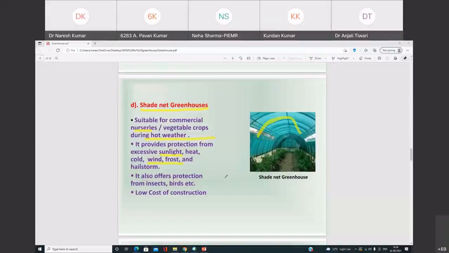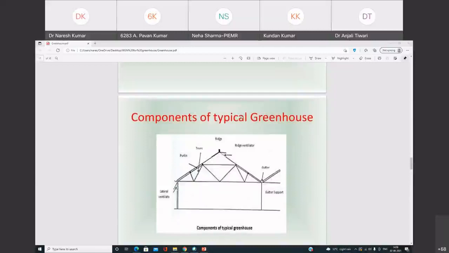It is a low-cost construction, and because of this, many farmers and nurseries are using it. And these are the typical components of the greenhouses. What is more important is that there is a ridge, which is a ventilator over here. So one actuator can be installed here, and this is the lateral ventilation. One can be installed here, and the rest of these can be used for installation of sensors or for communicating data from one node to another node. So your power supply lines can be provided across these solid frames.